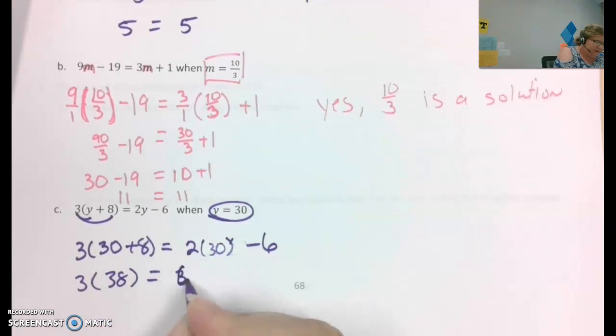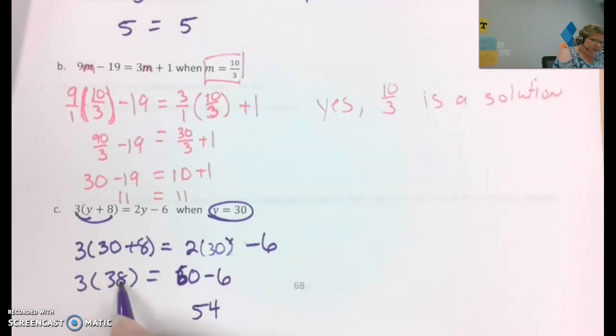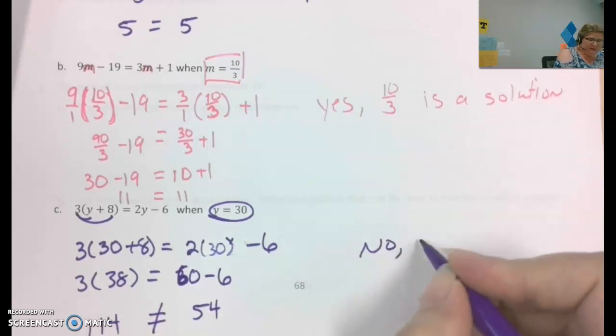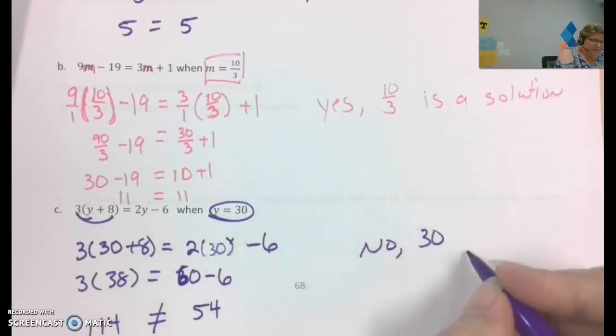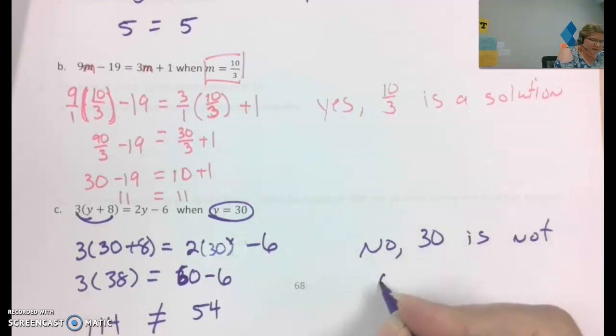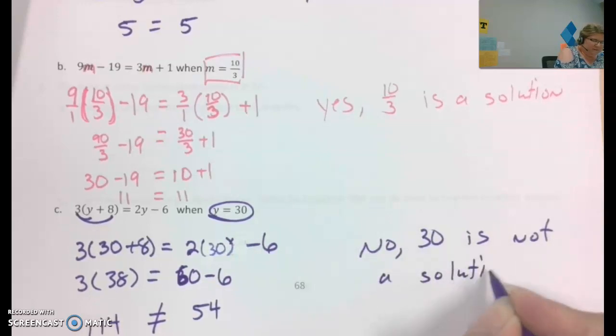30 times 2 is 60. 60 minus 6 is 54. 38 times 3 is 114. Those are not equal, so no. 30 is not a solution.